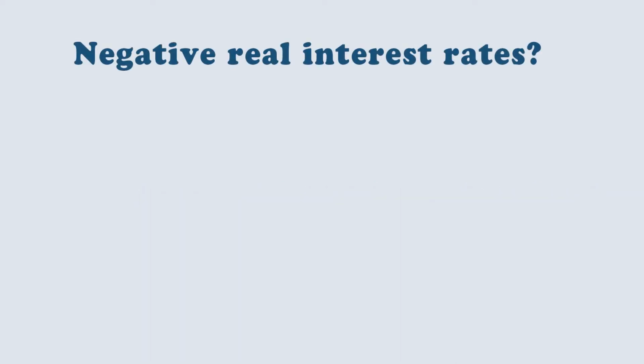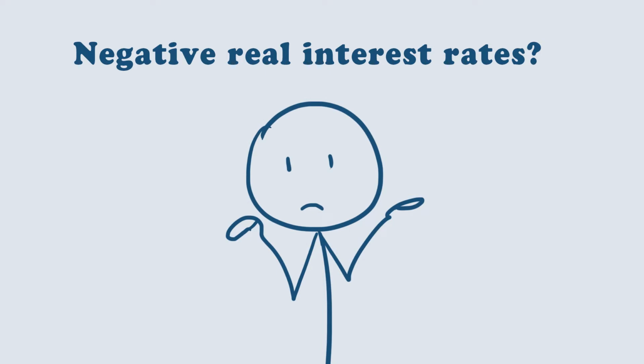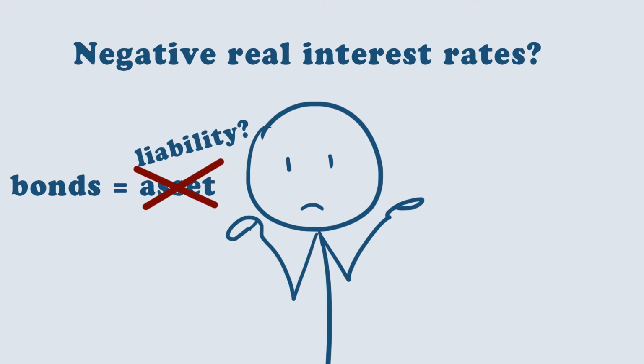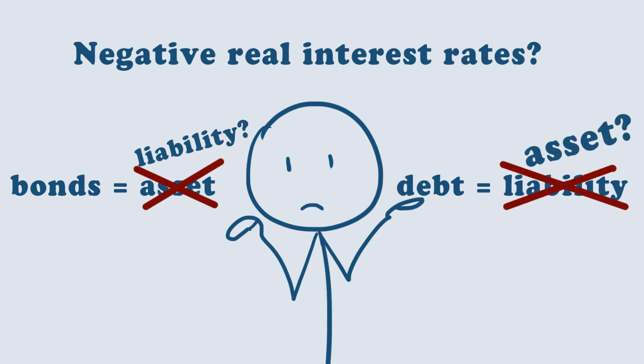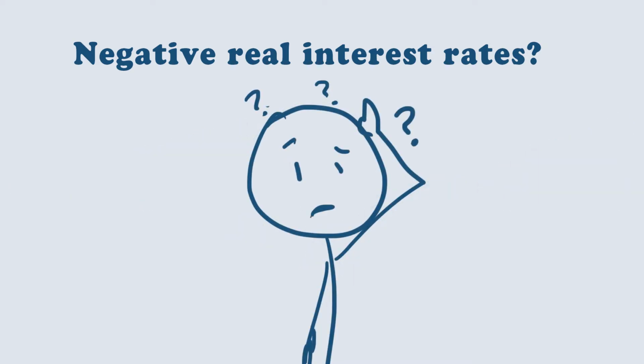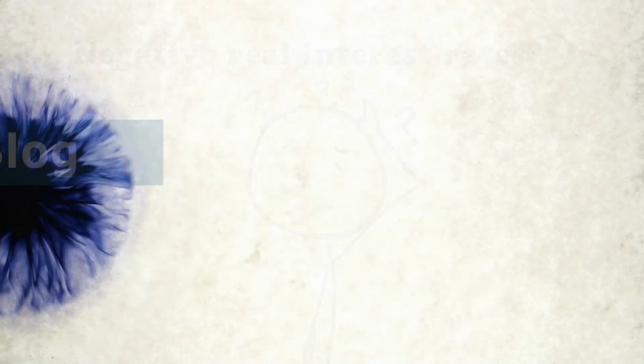Well, now we have to re-examine those basic financial concepts because when real rates are negative, traditional assets such as bonds turn into a liability, and low interest debt is no longer a liability. It has turned into an asset because it increases your real wealth. So, in today's video, I'll explain why this is happening, how we got here, and where's the best place to put money when real rates are negative.